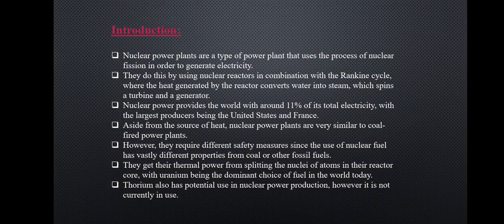However, they require different safety measures since nuclear fuel has vastly different properties from coal or other fossil fuels. They get their thermal power from splitting the nuclei of atoms in their reactor core, with uranium being the dominant choice of fuel in the world today. Thorium also has potential use in nuclear power production. However, it is not currently used.